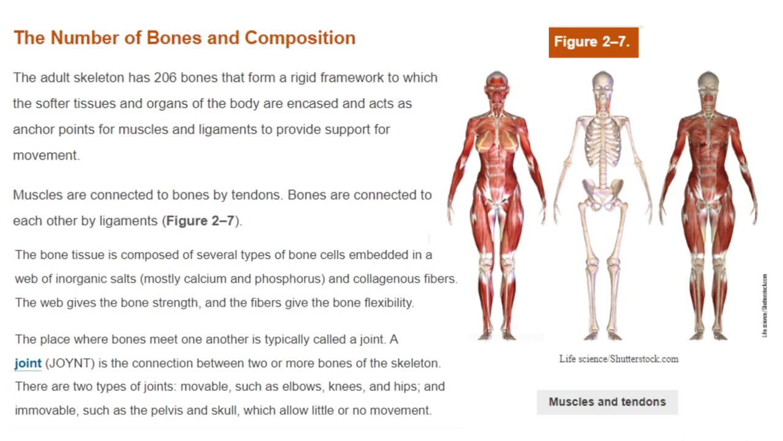The bone tissue is composed of several types of bone cells embedded in a web of inorganic salts, mostly calcium and phosphorus, and collagenous fibers. The web gives the bone strength, and the fibers give the bone flexibility. The place where bones meet one another is typically called a joint. A joint is the connection between 2 or more bones of the skeleton. There are 2 types of joints: movable, such as elbows, knees, and hips, and immovable, such as the pelvis and skull, which allow little or no movement.